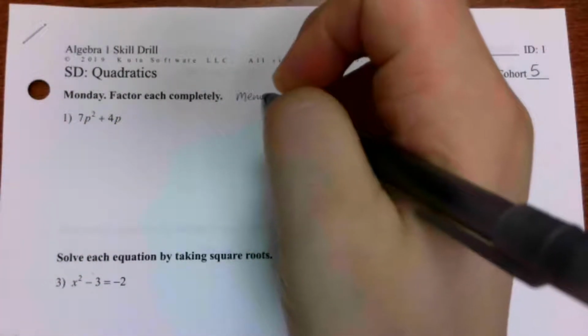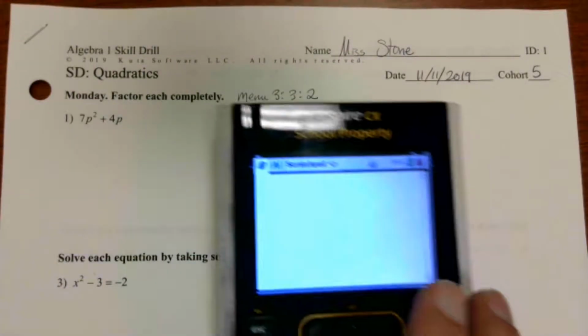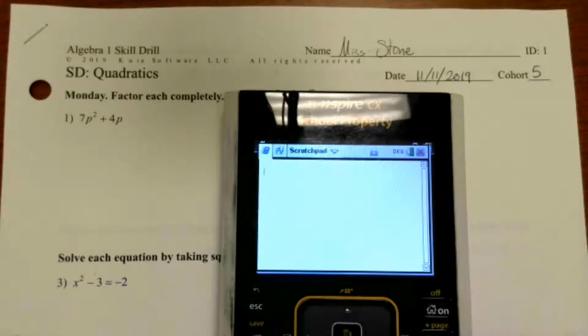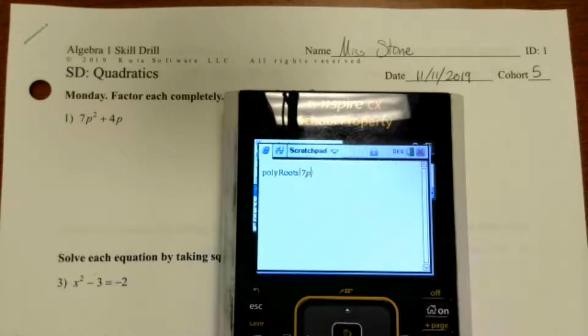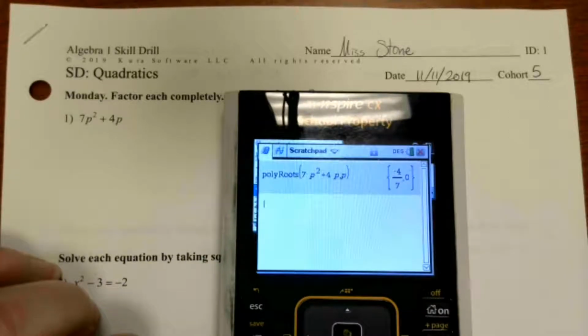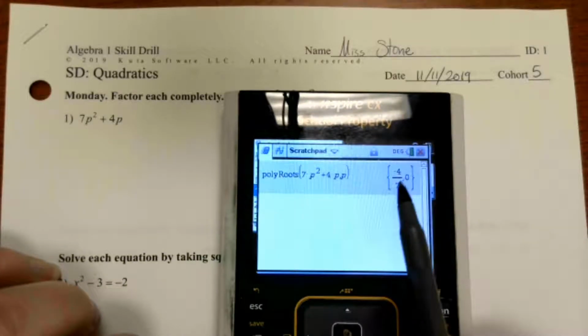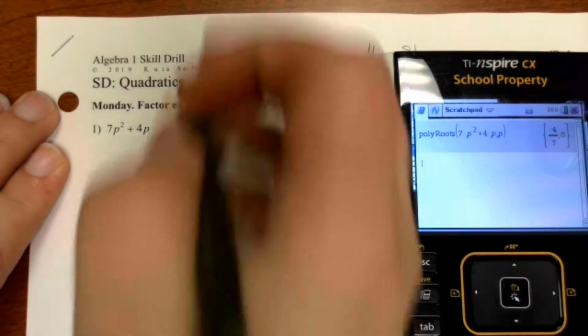Anytime it says factor, you can use menu 3, 3, 2. So I'm in my scratch pad, menu 3, 3, 2. I'm going to put in my equation, and then I'm going to remember to put comma P afterwards and press enter. This is what I'm getting out. This is how you show your work. We're going to write that down right here.